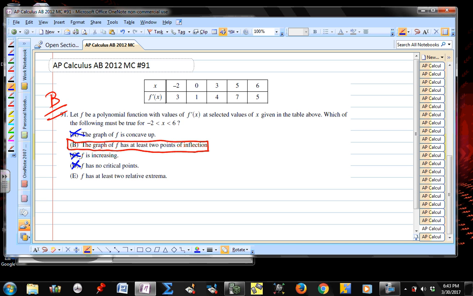And E, f has at least 2 relative extrema. Now this is a tricky one. If the interval was a closed interval, say from -2 to 6, the extreme value theorem tells us there would be an absolute max and an absolute min. But this is an open interval, so we cannot conclude that there must be 2 extreme values.